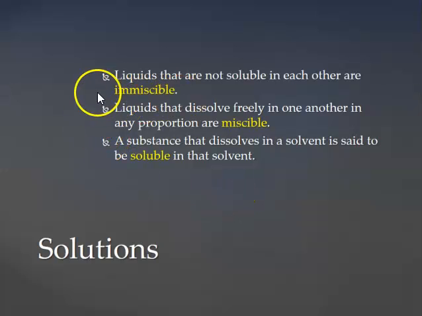Specifically talking about liquids, liquids that are not soluble in each other are called immiscible. So oil and water are immiscible. Liquids that freely dissolve in one another in any proportion are called miscible. So ethyl alcohol and H2O are miscible. They mix in any proportion. A substance that dissolves in a solvent is said to be soluble in that solvent. Cool, so that's kind of the nitty gritty.